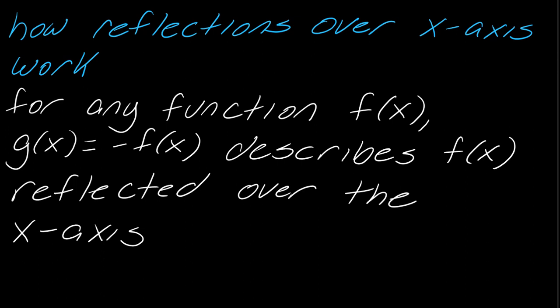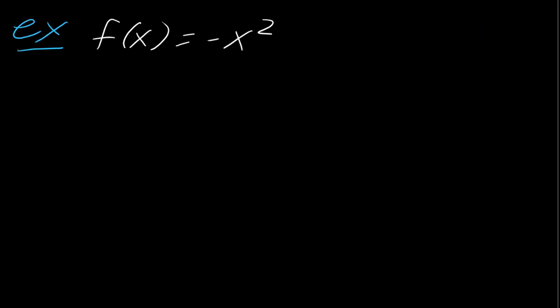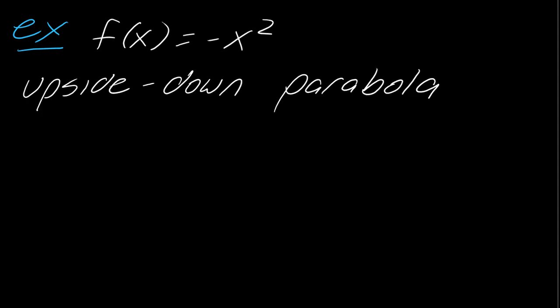So for any function f of x, g of x, which equals negative f of x, this describes f of x just reflected over the x-axis. I think this one is kind of straightforward. If I had, let's say, f of x equals negative x squared, and I ask you what this looks like, you would tell me this is a parabola flipped over the x-axis, or another way to visualize that is that this is literally an upside down parabola.